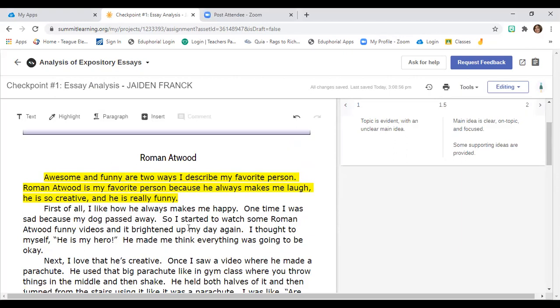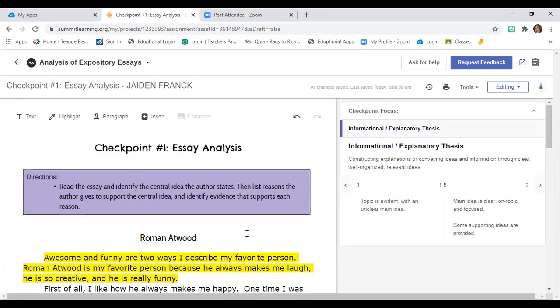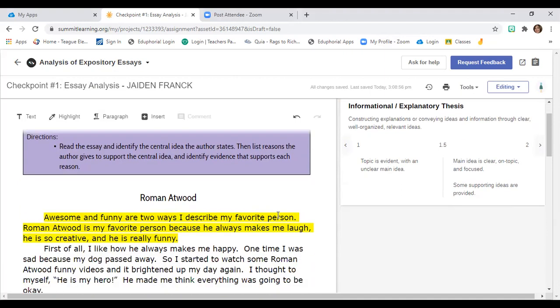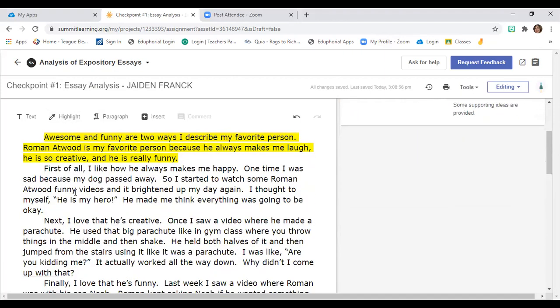So again, in this paragraph, you're going to find your central idea, what the whole paper is about. And the writer went ahead and listed some reasons as well in the very first paragraph. Then what are you going to do next? Then you're going to list the reasons the author gives to support the central idea and identify evidence that supports each reason. So boys and girls, again, you can start by highlighting your reasons with green.